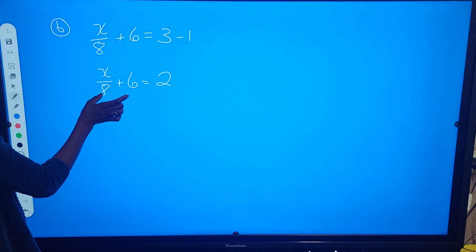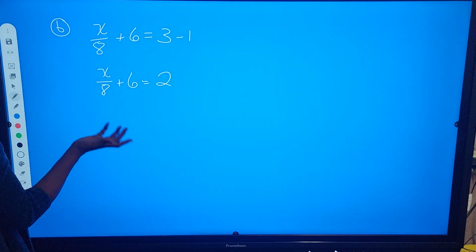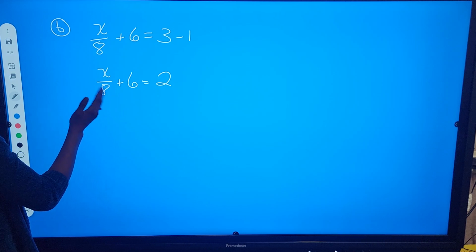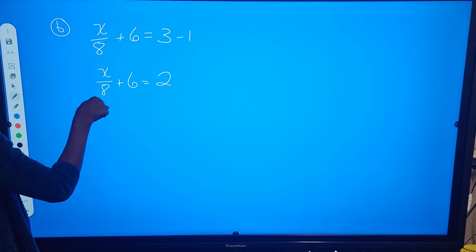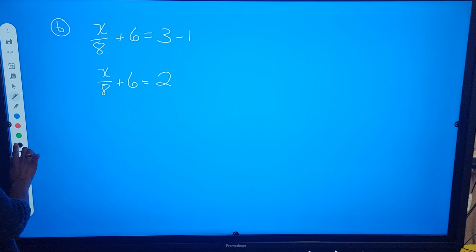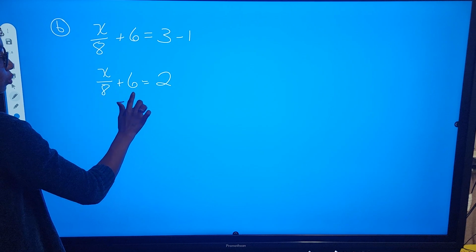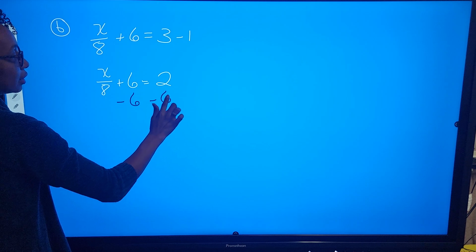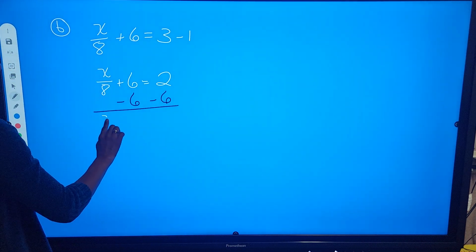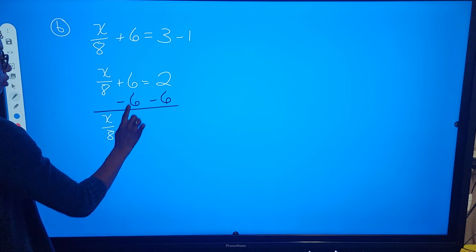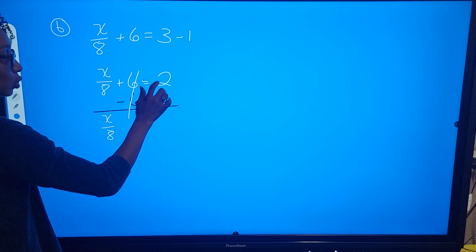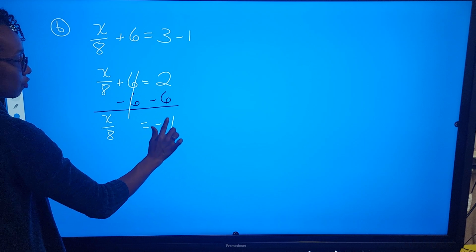Next, I want to use the addition property of equality to get just the variable term isolated, meaning the part that has the letter, I want to get just that. I want to get rid of this. So the plus 6 addition property, I will go ahead and do minus 6 on both sides. So now I've got x over 8, that's gone, equals 2 minus 6, which is negative 4.